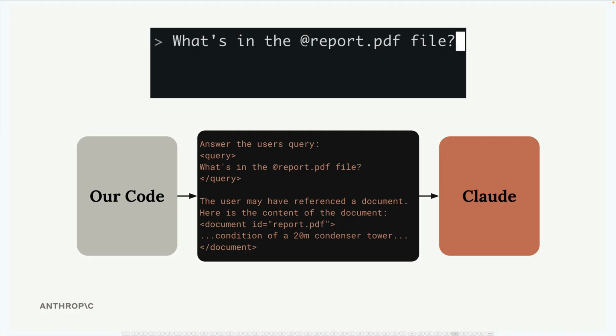So for example, if a user says something like, "What's in the @report.pdf file?" I would want to assemble a prompt like this and send it to Claude. So we're going to have the query inside there from the user, and then we're also going to tell Claude that the user might have referenced some document, and here is the contents of the document.